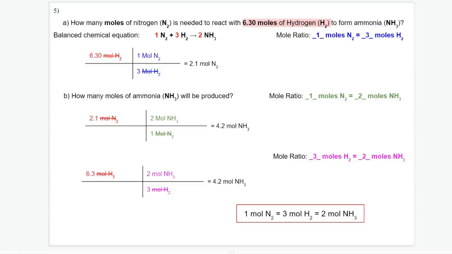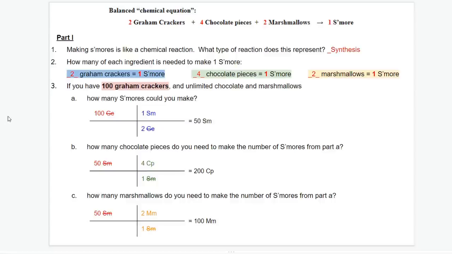This is the same thing that you could have done on slide 4. In part B and C, it asked how many chocolate pieces do you need to make the number of s'mores from part A? And how many marshmallows do you need to make the number of s'mores from part A? In B and C, we both used 50 s'mores as our given, since that was our answer in part A. But you could slightly more accurately find the answer if you started with your 100 graham crackers and then converted into chocolate pieces or marshmallows.